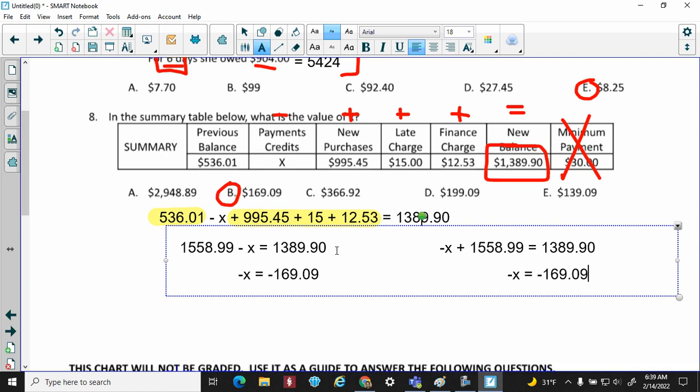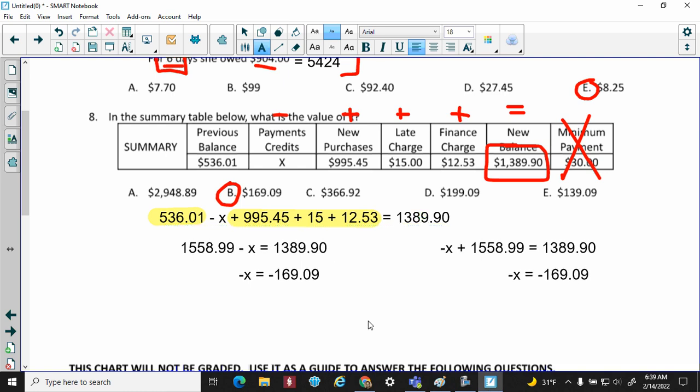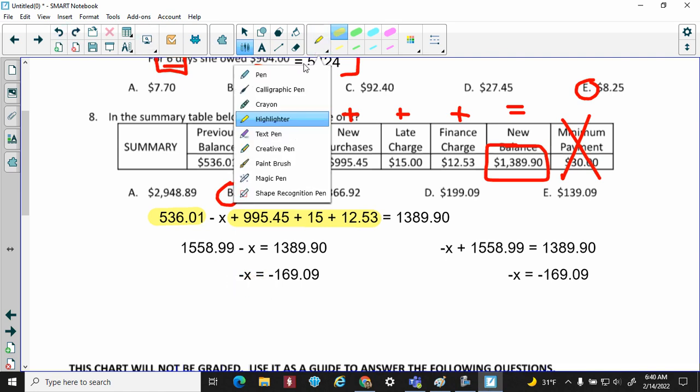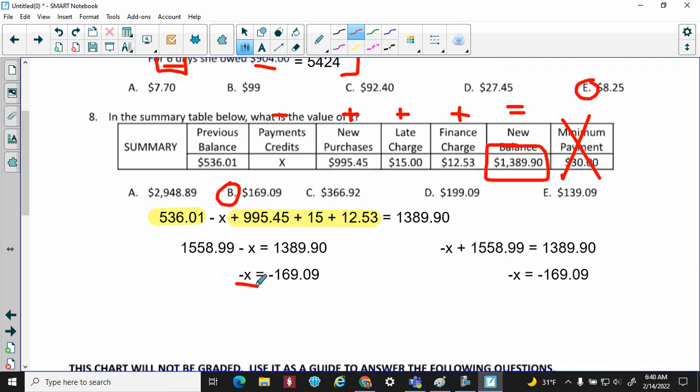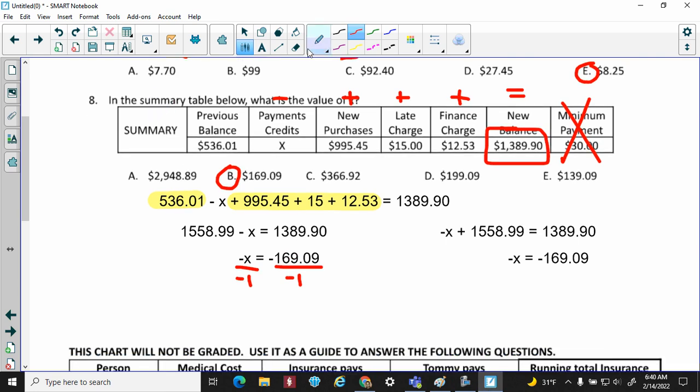Now, some of you guys are kind of screwing up a little bit. You're like, wait a minute, I'm getting a negative number. Well, you're right, but remember also that your x is negative. Okay, so from here, again, just basic algebra. Divide by -1 because that's what's attached to the x. Divide by -1, and you would get positive 169.09. All right, pretty simple. Okay.